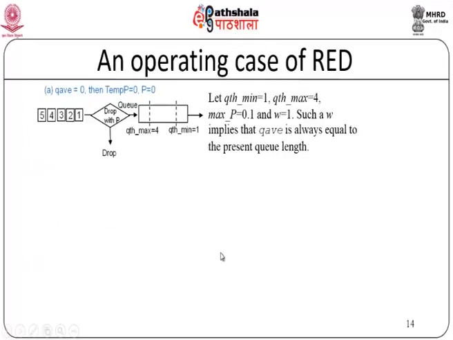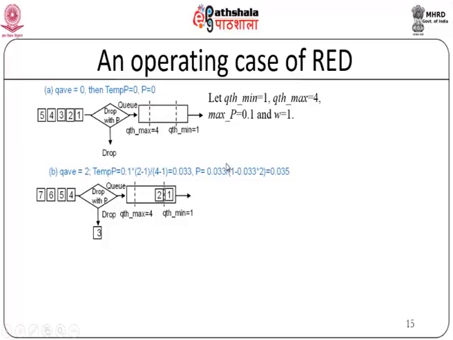So this is just an example of RED in operation. You can look at this example here. Let us assume that we have 5 packets coming in. We have a queue here. Assume that the minimum threshold is 1 and the maximum threshold is 4, and max P is 0.1, taking a W value of 1. What W equal to 1 indicates is that the average queue size is equal to the present queue length. So that is what we are looking at.